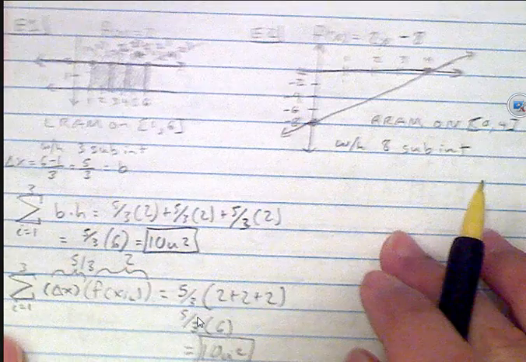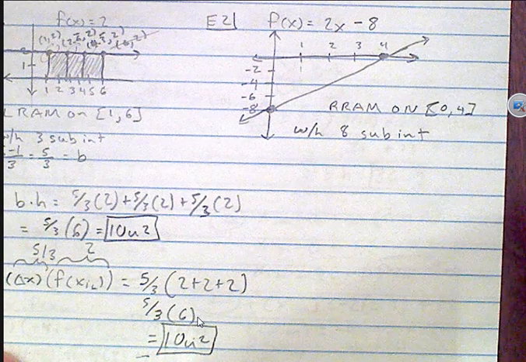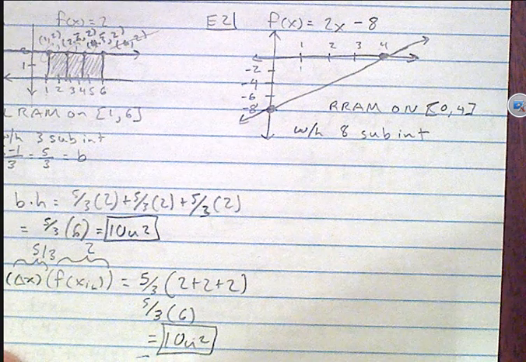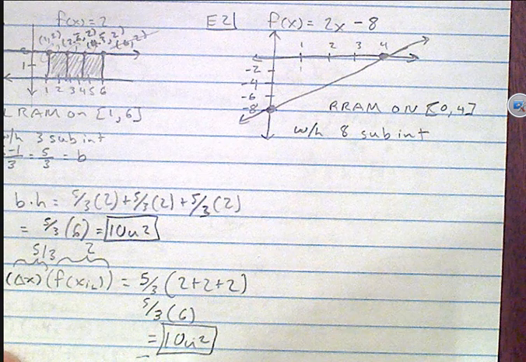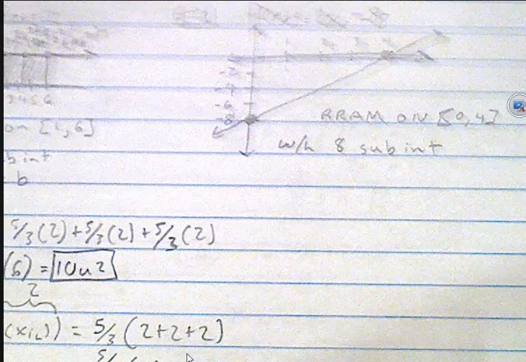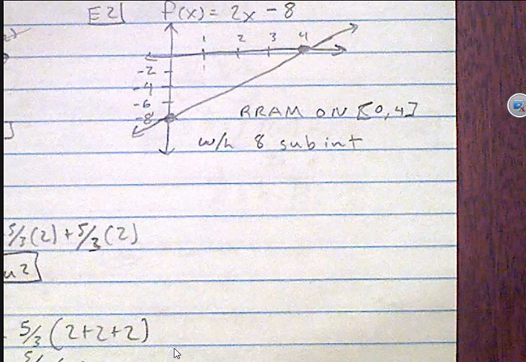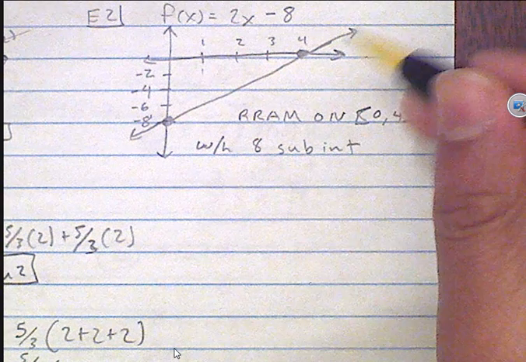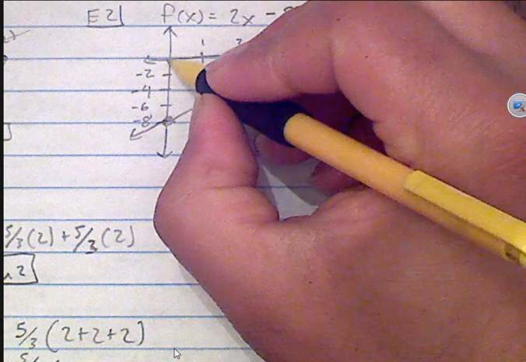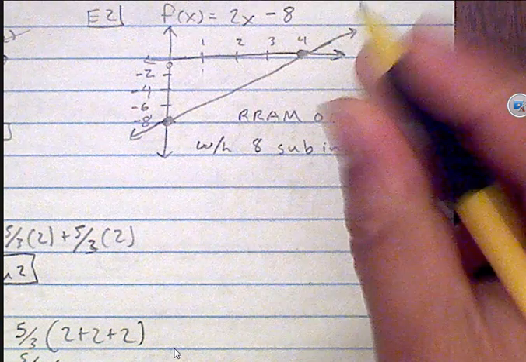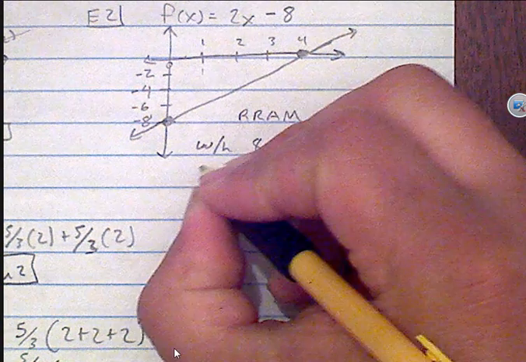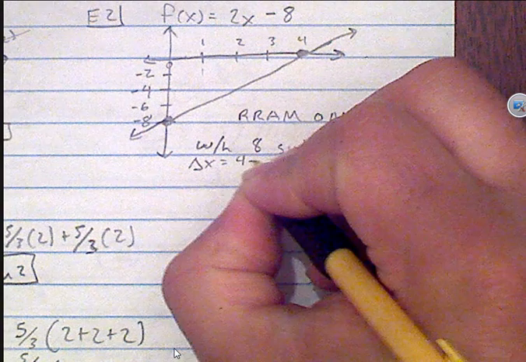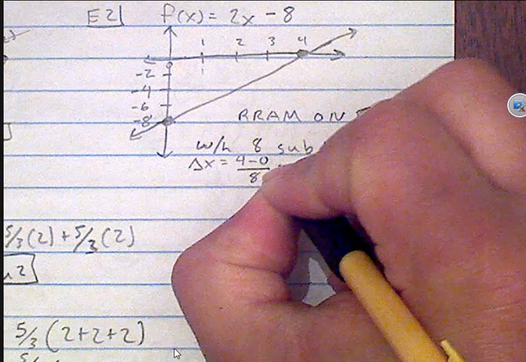Alright, let's look at example 2. This one's a little bit more in depth. I'm going to zoom in so I can write small. Alright, here we go. Doing an RAM on 0 to 4 with 8 subintervals. Let's go ahead and find our delta x. Delta x is equal to 4 minus 0 over 8, which is 1/2.